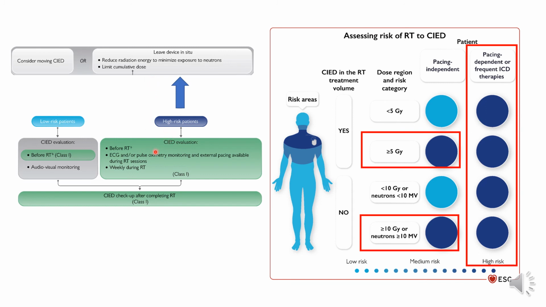During therapy, we should assess the device before therapy and weekly during therapy, and the patient should be monitored, at least with ECG, during radiation, with an external pacing device or defibrillator if the patient has an ICD in the nearby field. If the patient is only low risk, we should assess the device at baseline, with audiovisual monitoring during the therapy, and again assess the device after completing therapy.